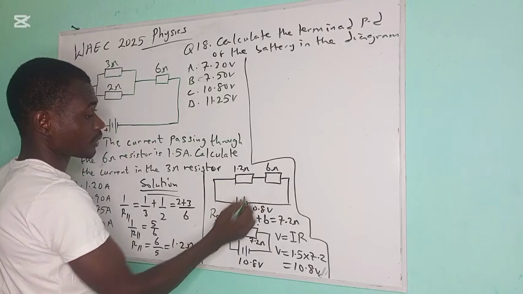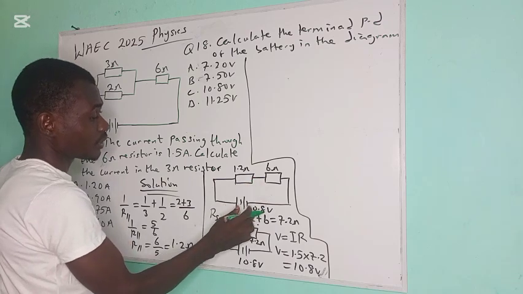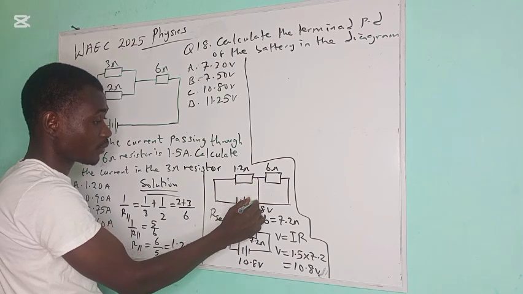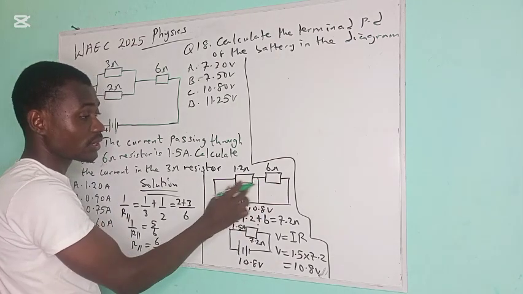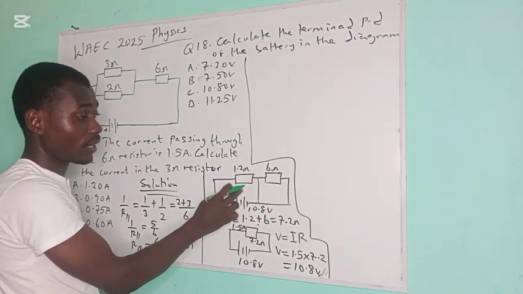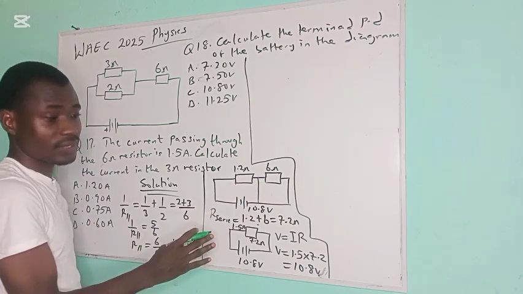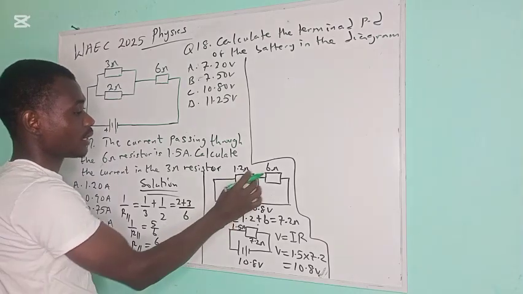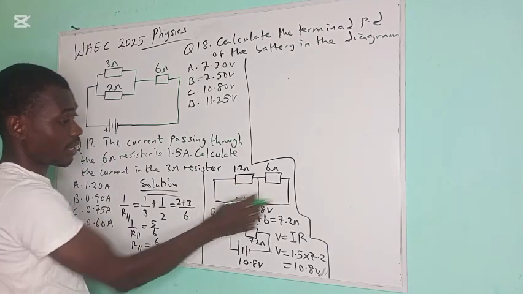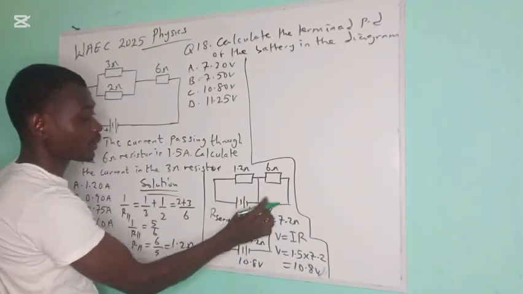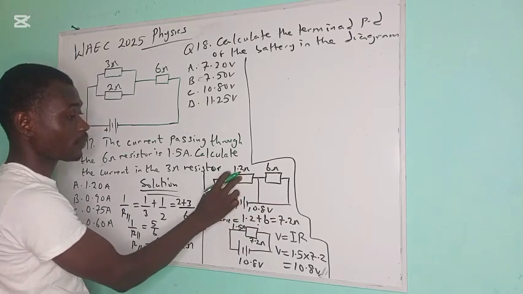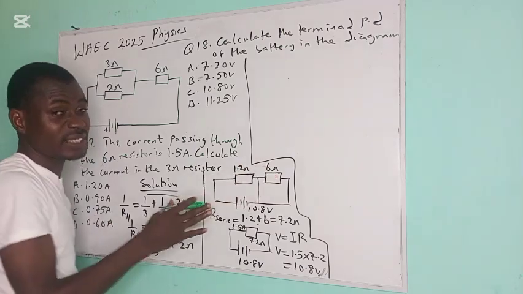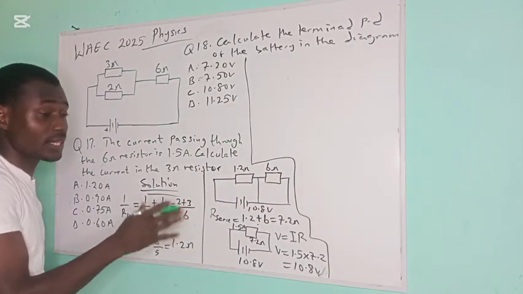You will agree with me that in series, the potential difference, the PD across each resistor is different. So there is a potential divider here. The PD across this will be different from the PD across this, but the same current will pass through. That is in series circuits.